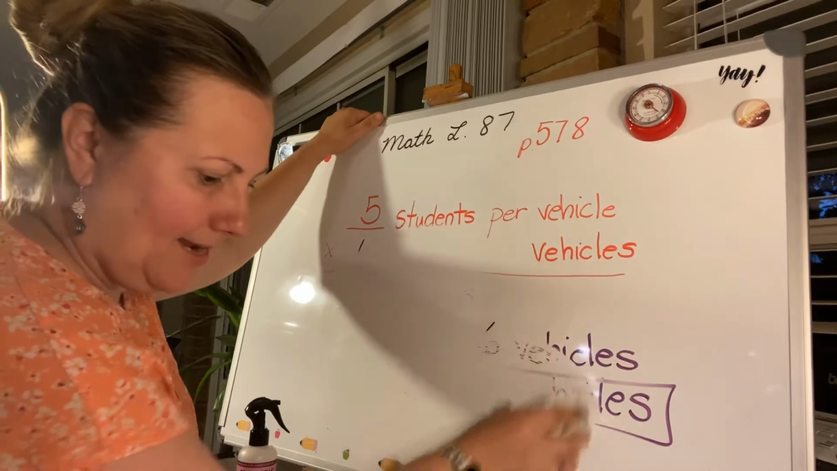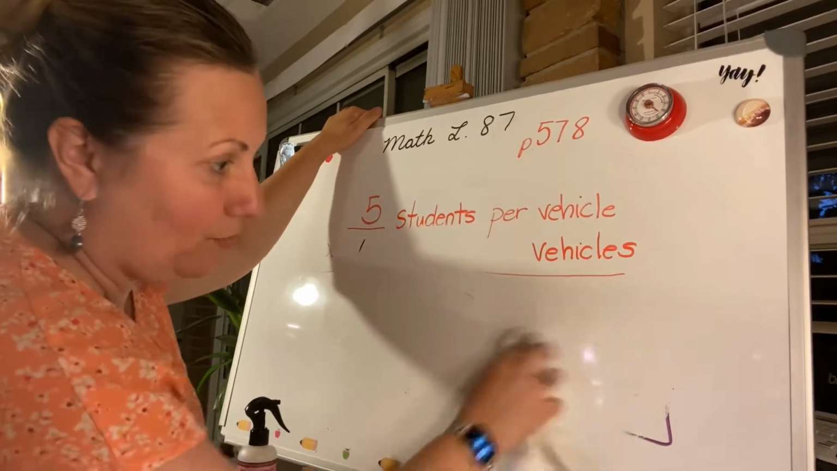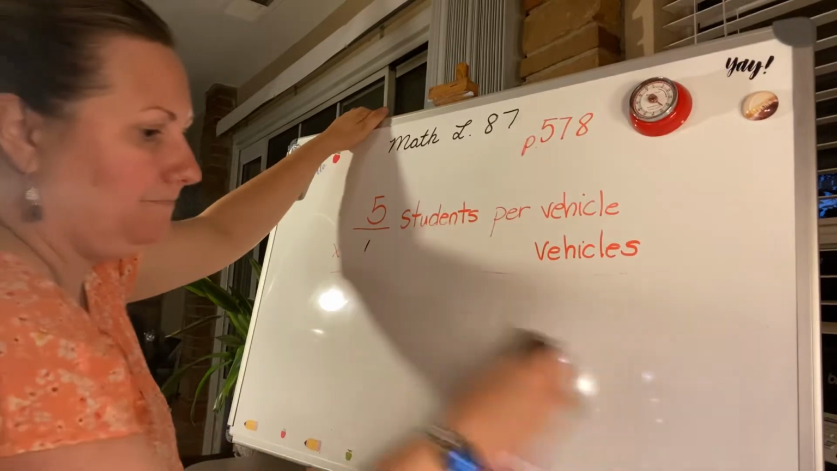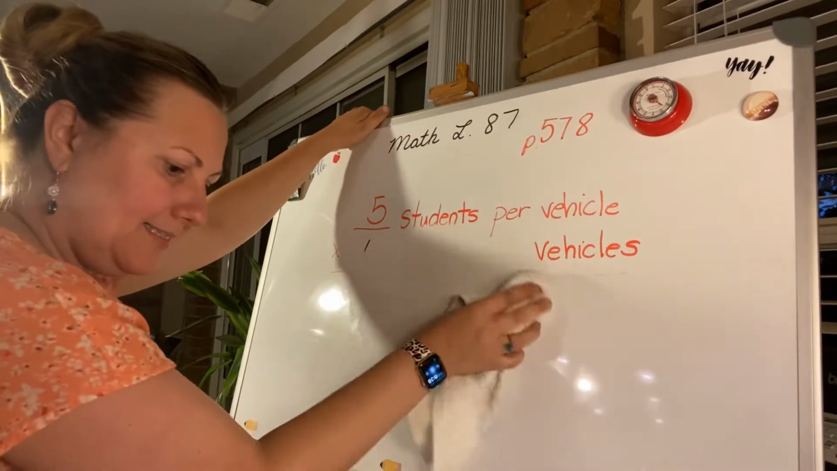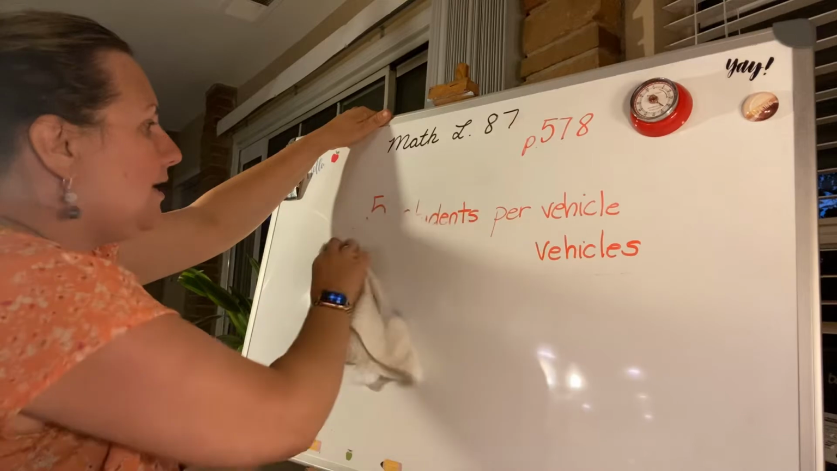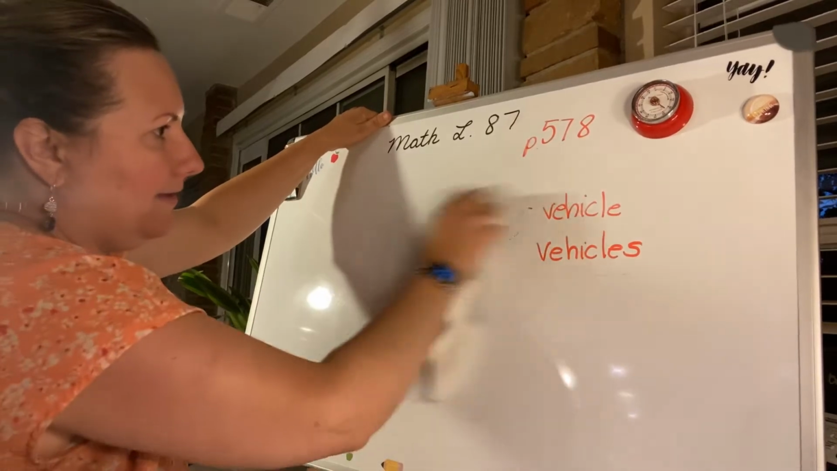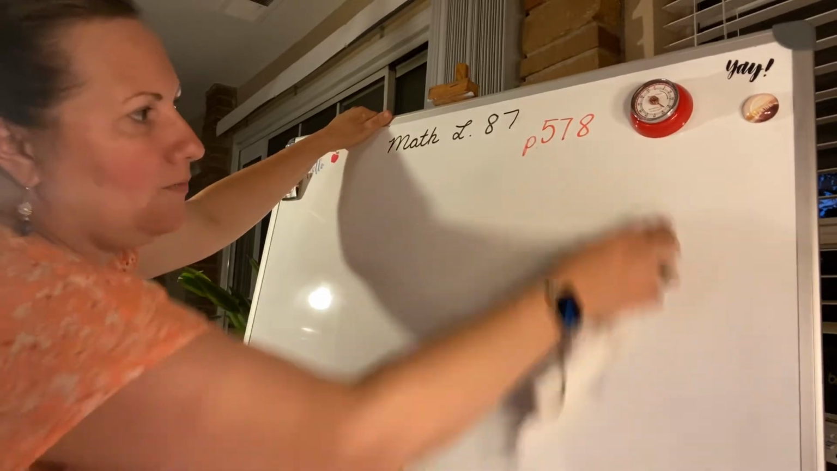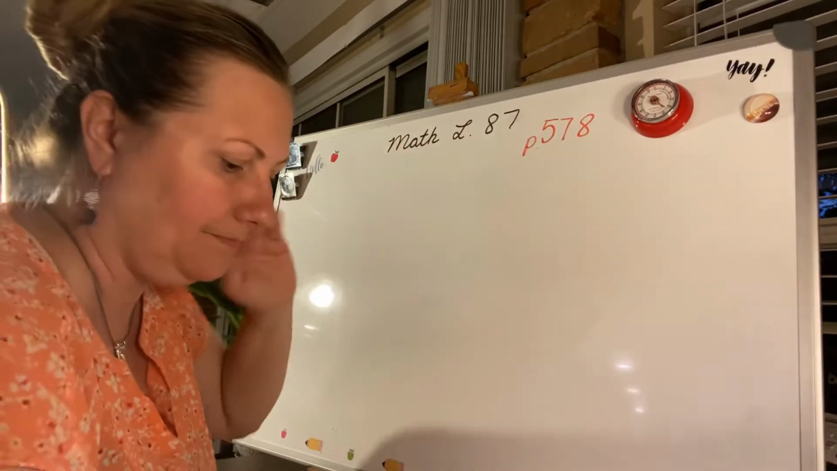Okay, then the next problem is about coins. It's another equal groups problem with a remainder. And it says Tendai found 31 quarters in his bank. Okay, so maybe he has a little piggy bank and he finds 31 quarters. That's cool.